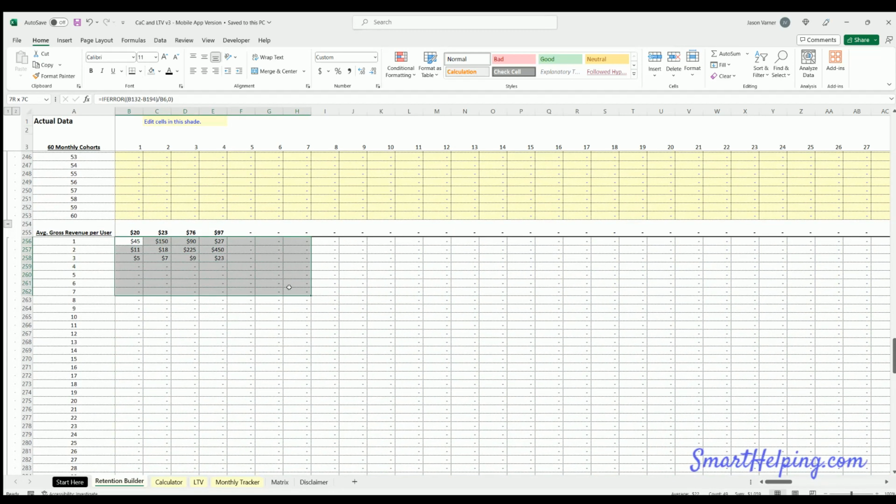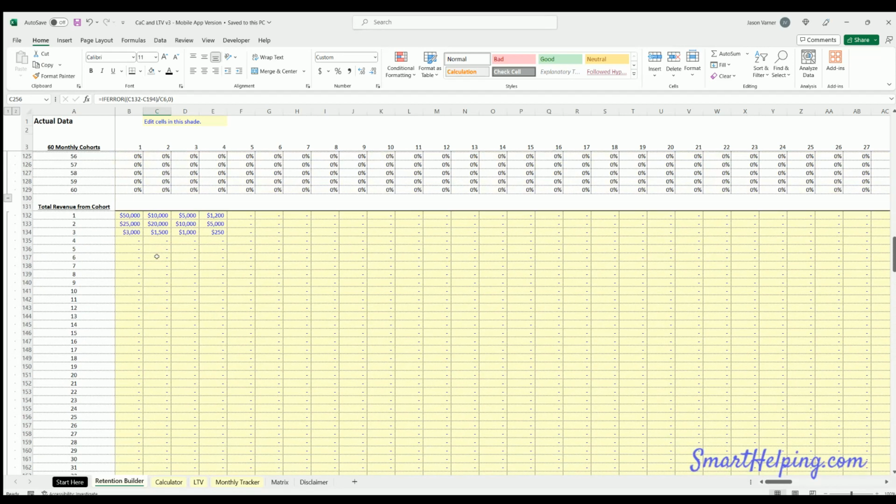gross revenue per user. So here it was 45 in month one, and month two is 150, month three 90, month four $27 per customer in this first cohort. Now, we have to discount this value. Like this 150, yes, on average, the customers that stayed to month two, they each paid $150.